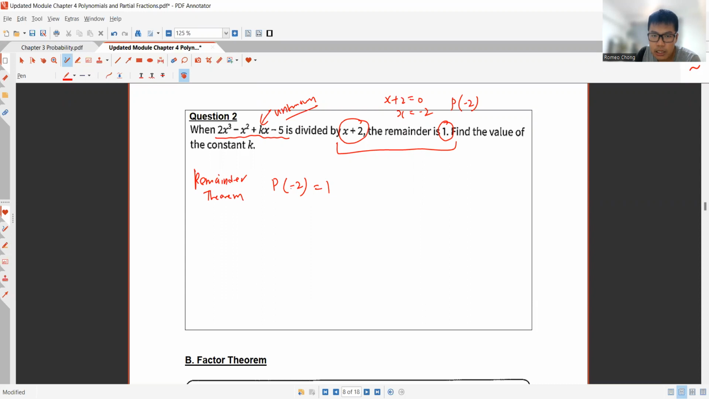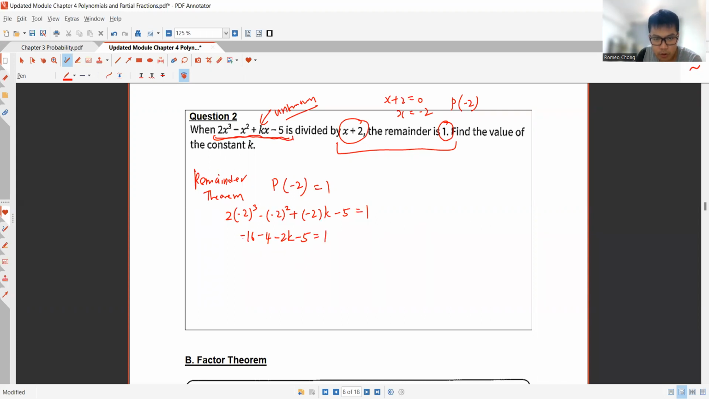That means for the negative 2, you just substitute into the polynomial given to you with the unknown. So I will do 2 times negative 2 cubed minus negative 2 squared plus negative 2k minus 5 equal to 1. So negative 2 cubed is negative 8. Negative 8 times 2 is negative 16. And then minus this one becomes 4. And this one becomes minus 2k. And the last one becomes minus 5 equal to 1.